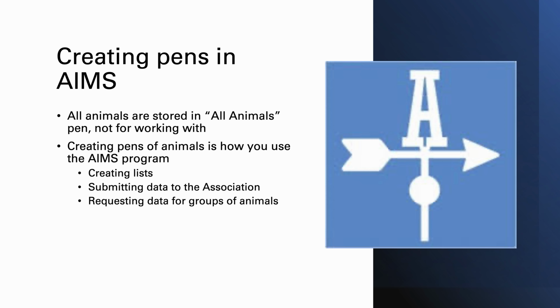Creating pens of animals, whether for breeding, weaning, pasture groups, sale groups, and so on, allows you to create a group of animals to work with. You can then use these pens to submit data to the association or even request updated EPDs back. Animals can be in more than one pen at a time, and there is no limit to the number of pens an animal can be included in.